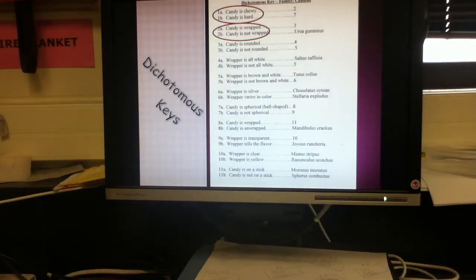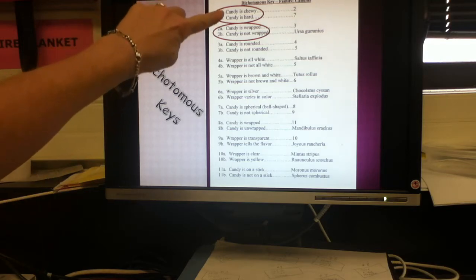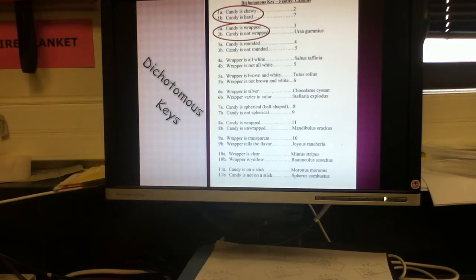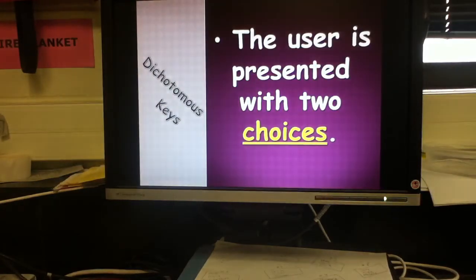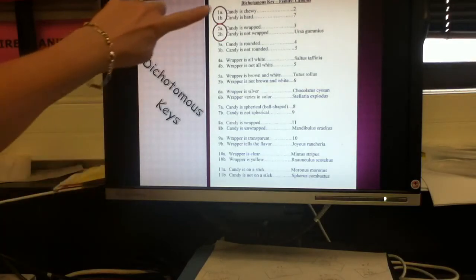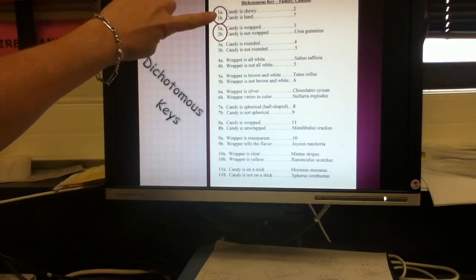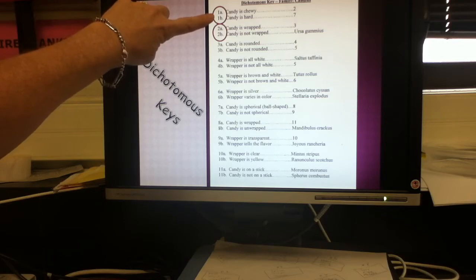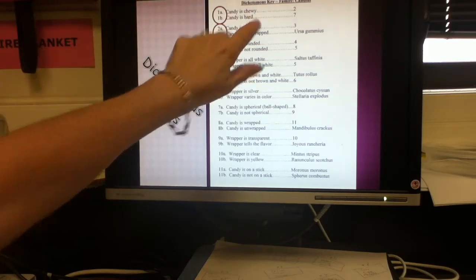Here's an example of a dichotomous key. If you notice, it's got a two-part statement. The whole thing is going to be about candy, and they're divided into two statements. The user is presented with two choices. You either have choice 1A, which is candy is chewy, or choice 1B, the candy is hard. You look at your piece of candy and you decide which one it fits into, because it's going to either be chewy or it's going to be hard.